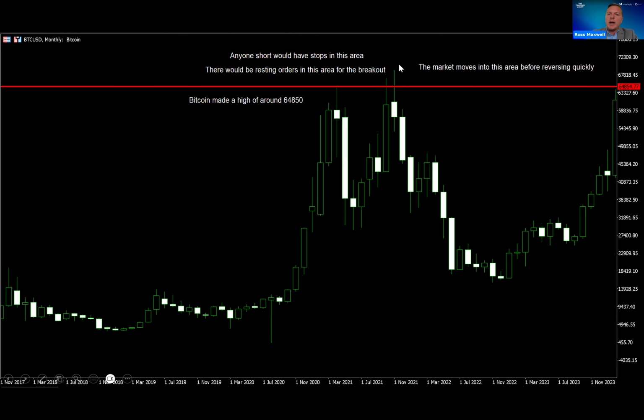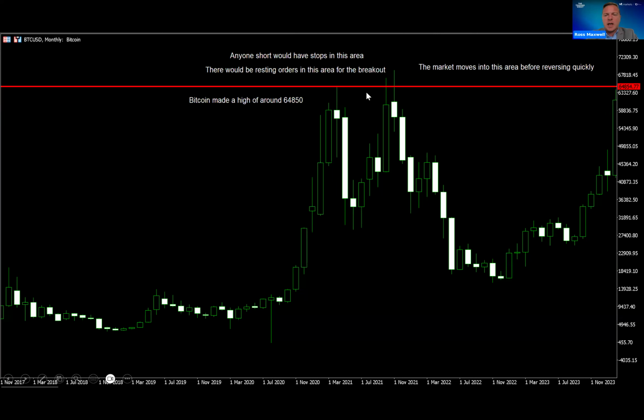So it wanted to go and facilitate that trade. It knew, the market almost knew that there was going to be stops there, there'd be resting orders there, and it wanted to take that liquidity before doing the thing that it was going to do anyway. So that's a really good example.